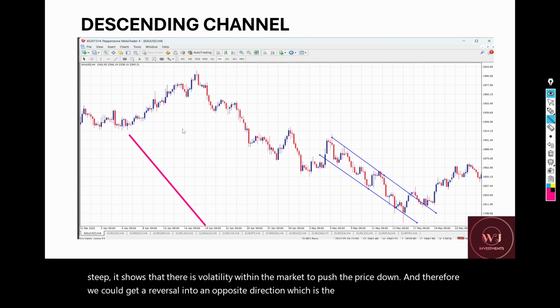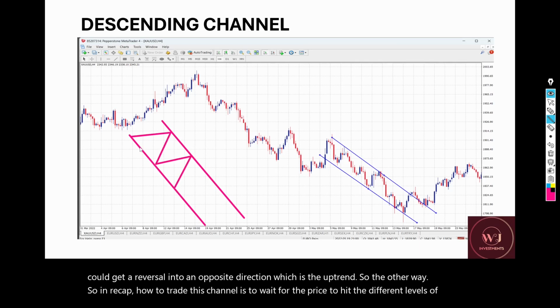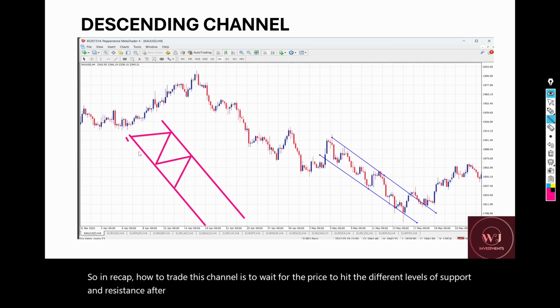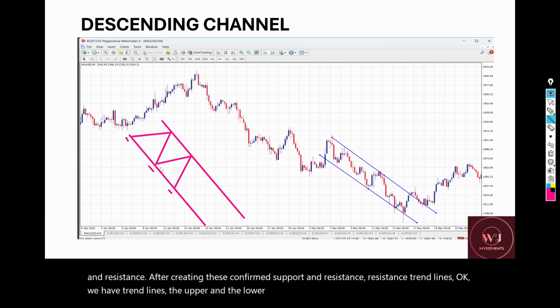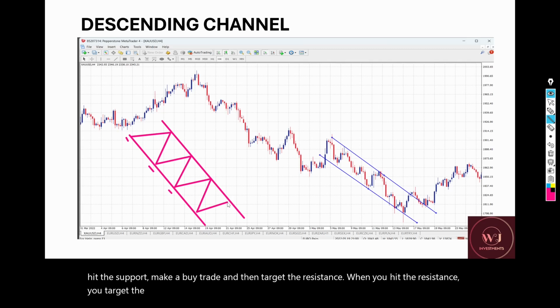So in recap, how to trade this channel is to wait for the price to hit the different levels of support and resistance. After creating these confirmed support and resistance trend lines, the upper and the lower one, wait for the price to hit the support, make a buy trade, and then target the resistance. When we hit the resistance, you target the support, then like that.